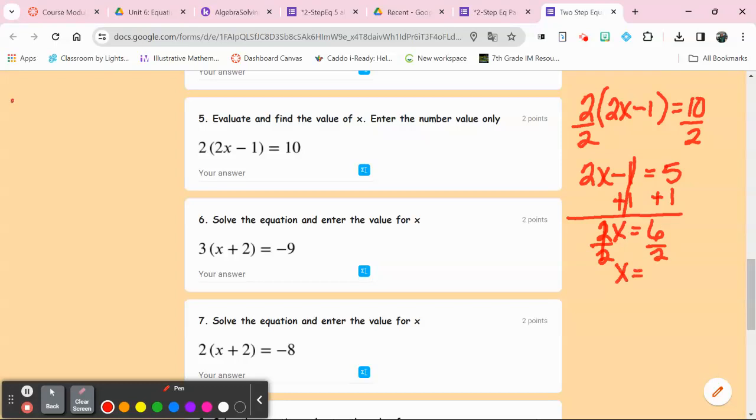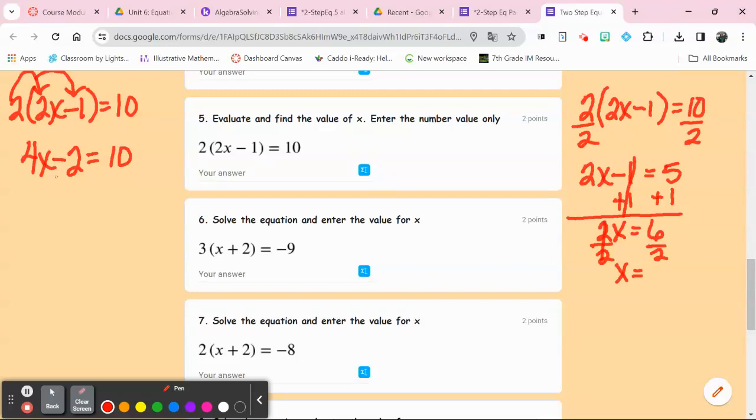Now, if you decided to distribute that, the 2 is multiplied to both terms inside the parentheses in order for the parentheses to come off. 2 times 2x is 4x. 2 times negative 1 is negative 2 equals 10. All right, because remember, 1 negative multiplied is a negative answer.